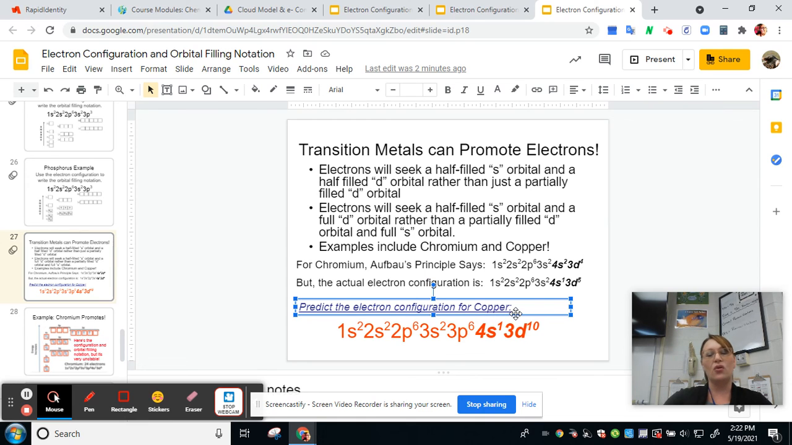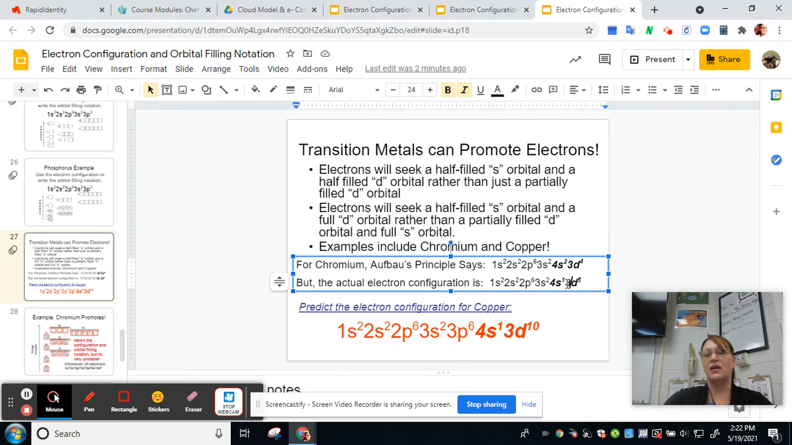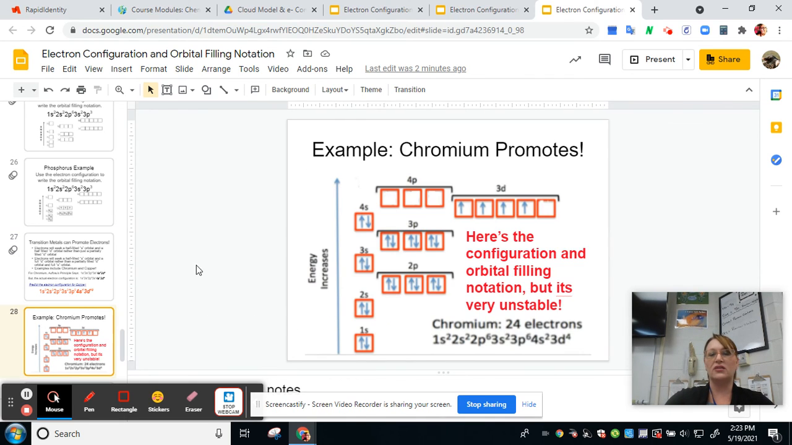So copper and chromium both have this ability. Copper ends up with a completely full 3d sublevel, and it really likes those full sublevels. Chromium does the same thing, but it ends up with a half full d sublevel. So 5 would be half full. And the only two you guys would even need to know are chromium and copper. Okay, let's look at chromium.